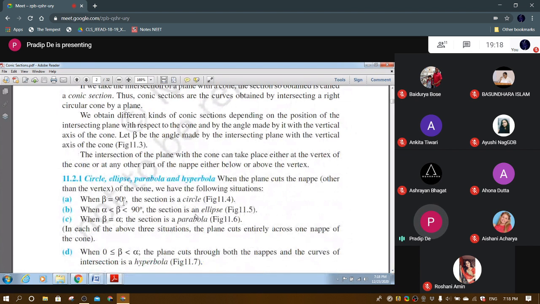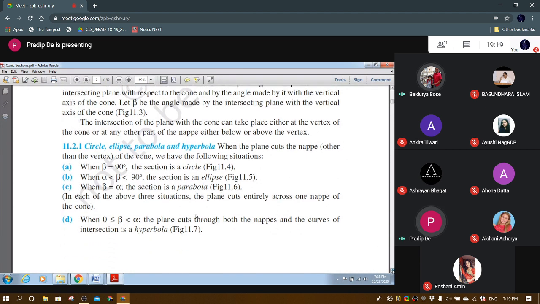So if beta is 90 degree, it is a circle. If beta is less than 90 but more than alpha, it is an ellipse. If beta is equal to alpha, it's a parabola. In each case, the plane cuts entirely across one nap, just one nap. Case A, case B, and case C, the plane cuts one nap, one of the two naps. But when beta is greater than 0 but less than alpha, then this plane will cut both the naps and you will get a hyperbola.